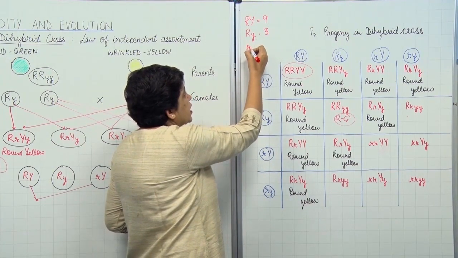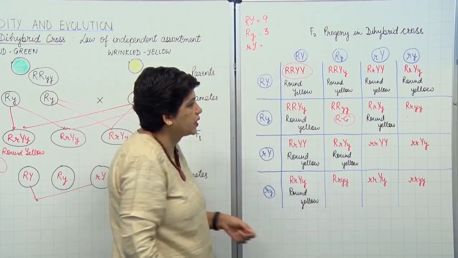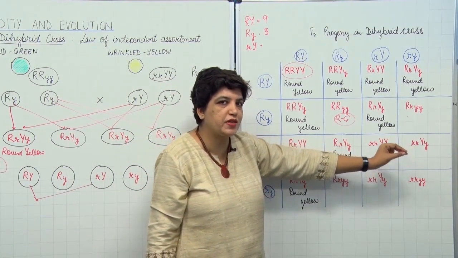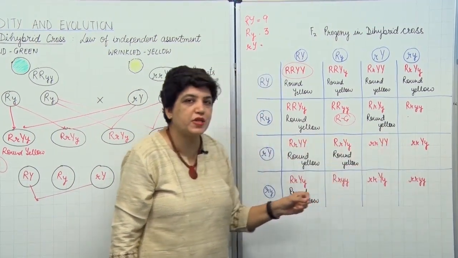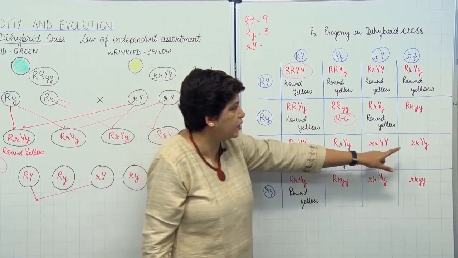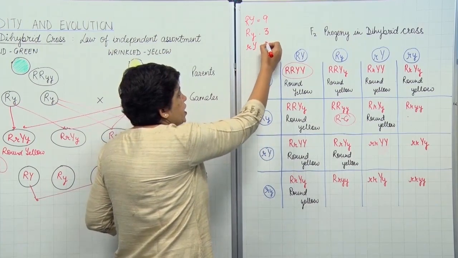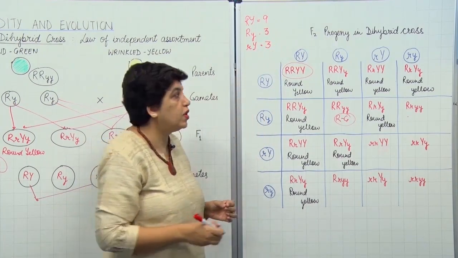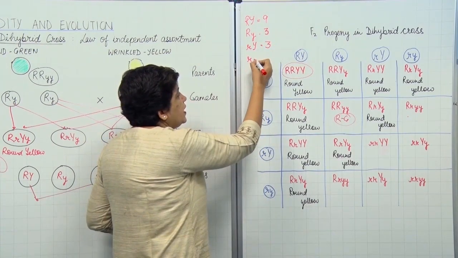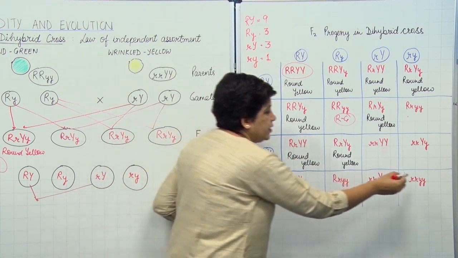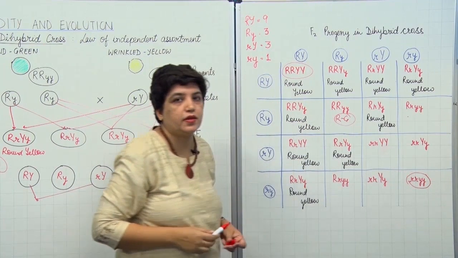Then comes wrinkled and yellow. Okay, this one, wrinkled and yellow. Small r will represent wrinkled, capital Y will represent yellow. So wrinkled yellow, and this one again wrinkled yellow. So 3 of them will be wrinkled yellow. But wrinkled and green, both recessive, you will find there is only one, this one, wrinkled and green.